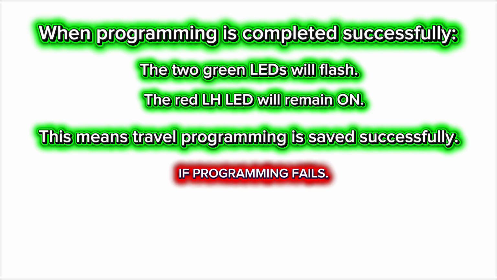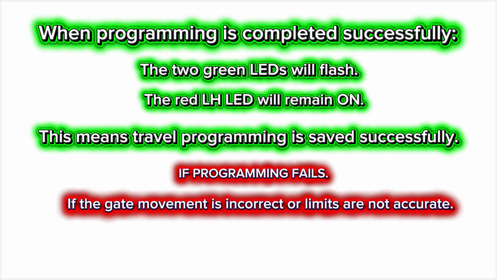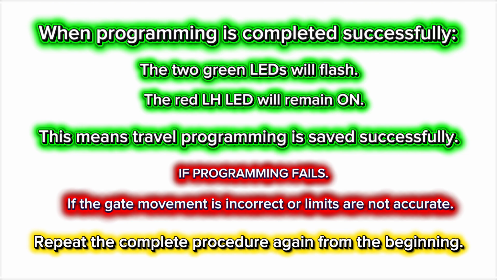If programming fails, if the gate movement is incorrect or limits are not accurate, repeat the complete procedure again from the beginning.